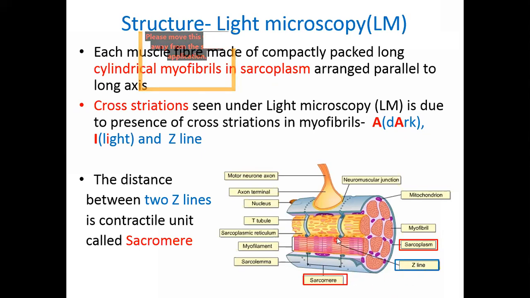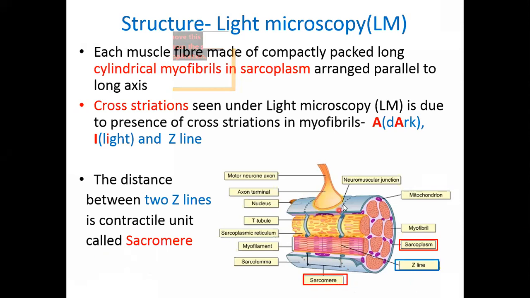Now from one Z line to another Z line, it's called sarcomere. The distance between two Z lines is a contractile unit, and it's called sarcomere. Are you understanding what is sarcomere? It is from one Z line to another Z line. So what is the Z line? Z line is the intersection between the dark A and the light I. Clear? I hope.